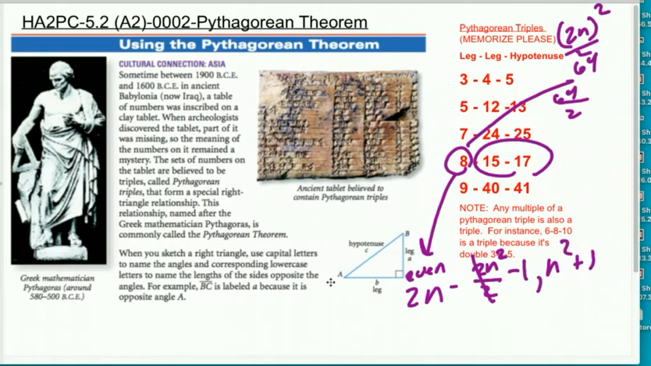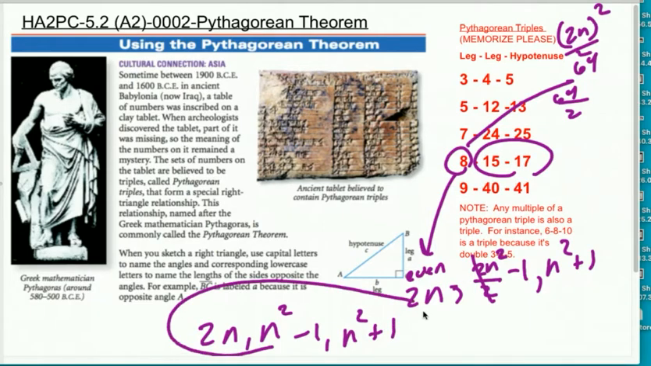So that's the pattern for your Pythagorean triples if it's an even number. It's 2n, n squared minus 1, n squared plus 1, and that is also a Pythagorean triple. Again, you don't ever have to know any of this, and you totally could have skipped this section of the video if you're not into it.